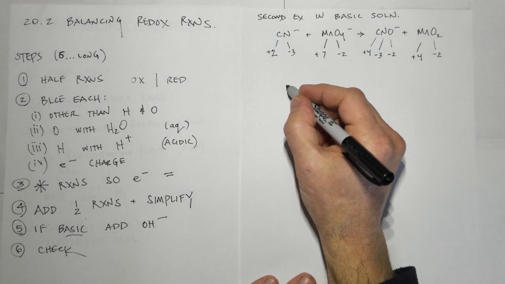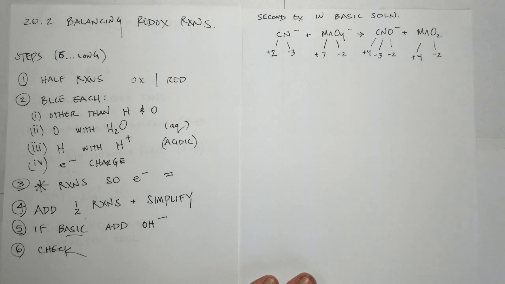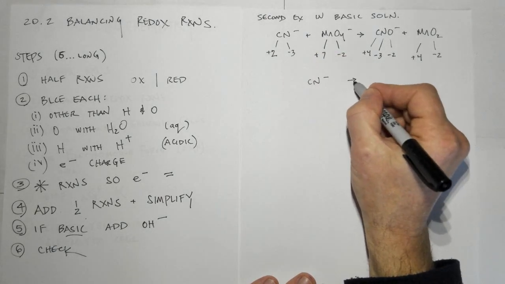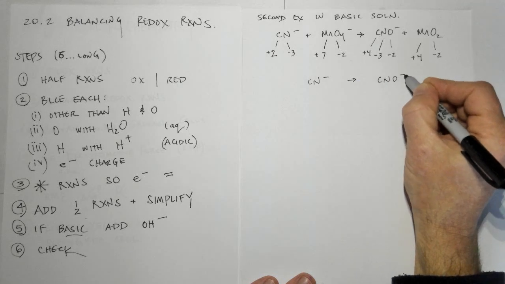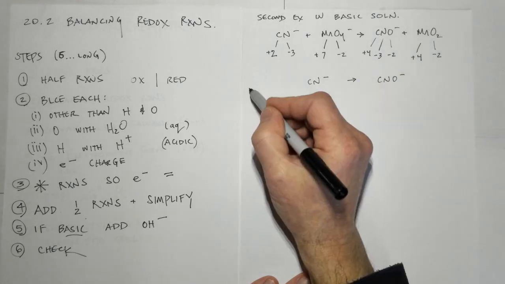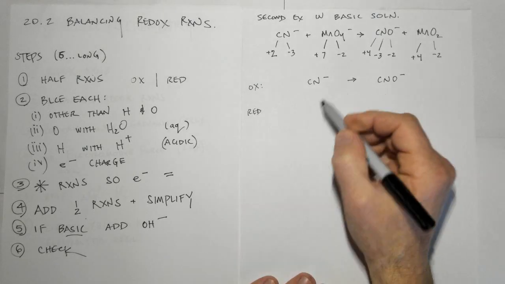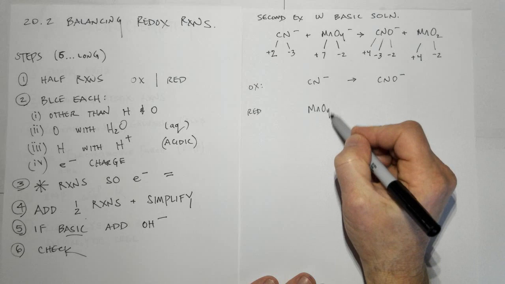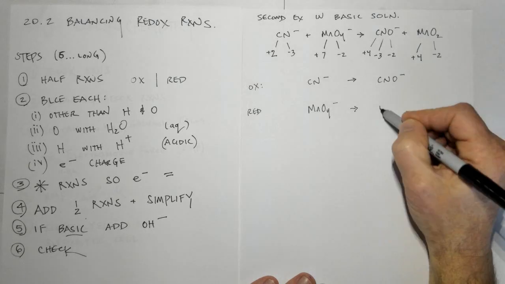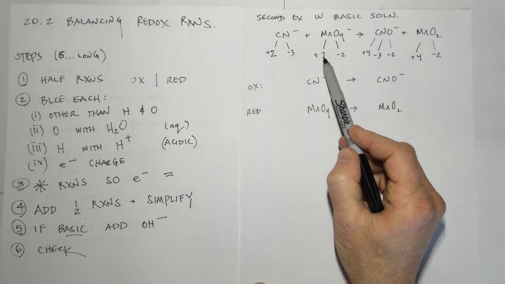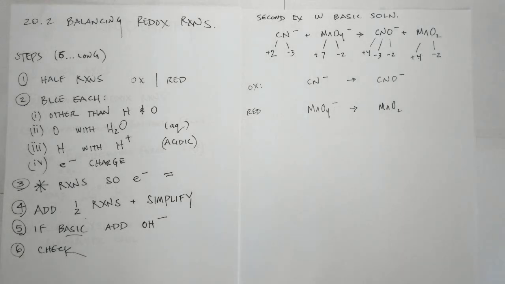Now we'll write our half reactions, and our first half reaction is the one with cyanide, so CN-, and that's going to go to CNO- because we see it goes up in charge, and so this is our oxidation half reaction. Our reduction half reaction is going to be the MnO4- going to MnO2. We can see here it goes from 7 to 4, so it goes down in charge, and so it is reduced. Now let's follow the steps for each one of these half reactions.